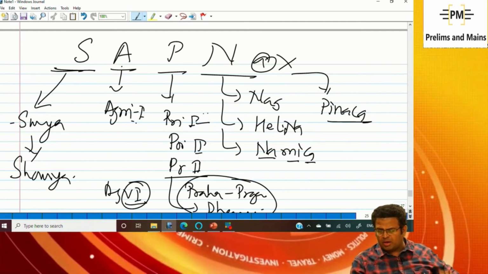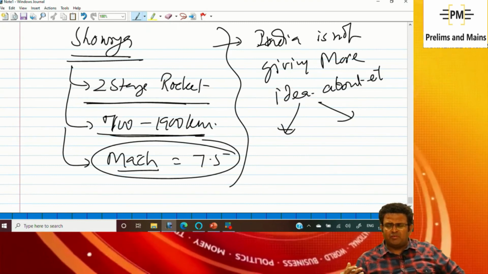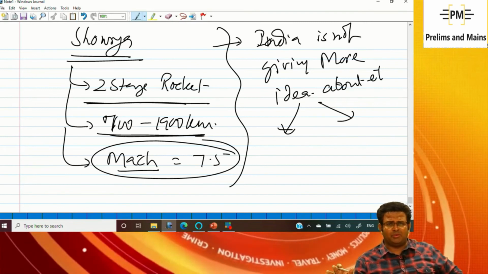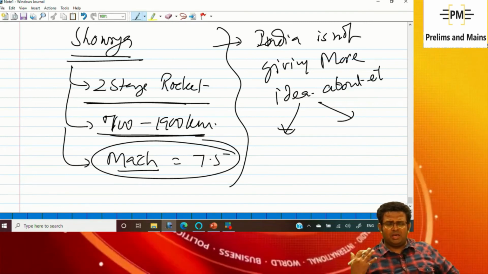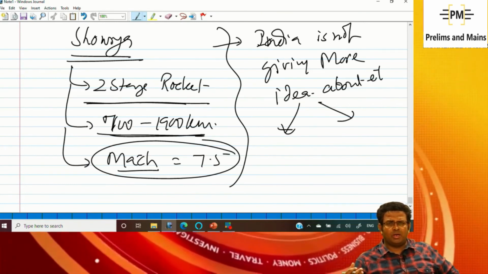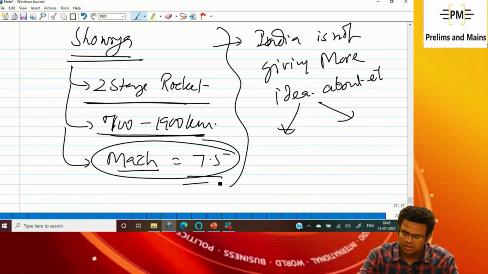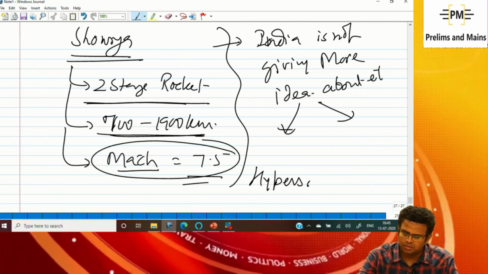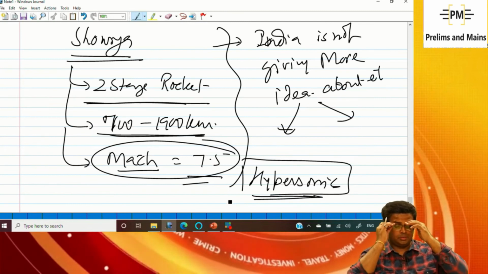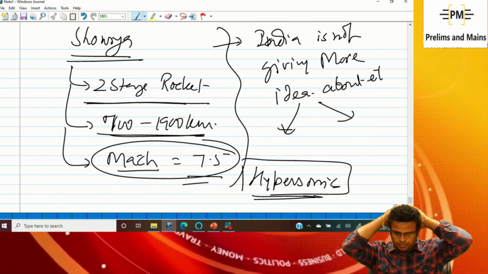It is not certain that the Shaurya missile is 700 to 1900, or even Mach 7.5. The 700 to 1900 is one figure we have estimated with the help of media and all. But India is not giving a complete idea about Shaurya, because you can see that at 7.5 it is hypersonic.